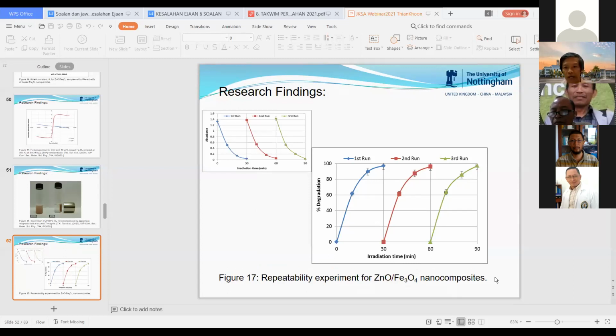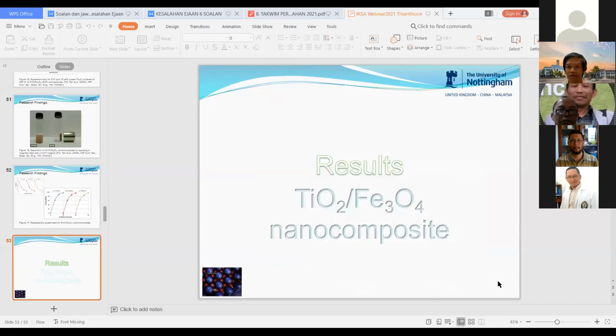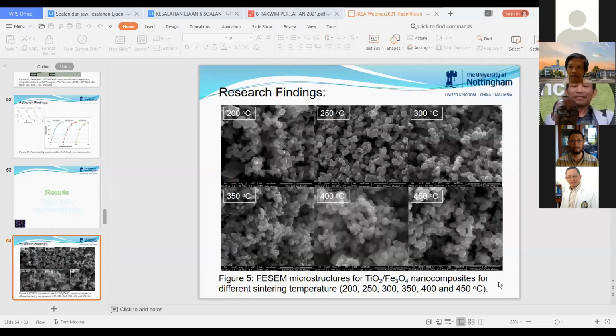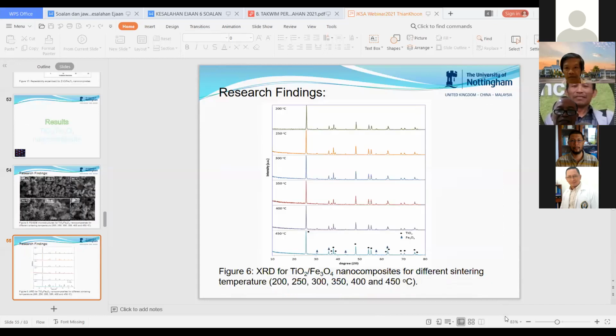So the next one, as I said, is titanium. I'm sorry, probably I go a bit faster because the time is over. It's quite similar: the way we do it is quite similar for titanium and zinc oxide. We look at the sintering temperature, and as we can see, there are no obvious changes of the structures. Same thing for the XRD, we observe the same results.